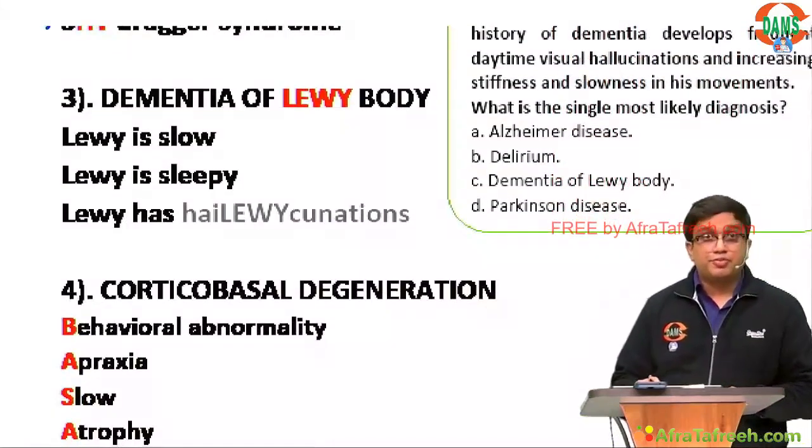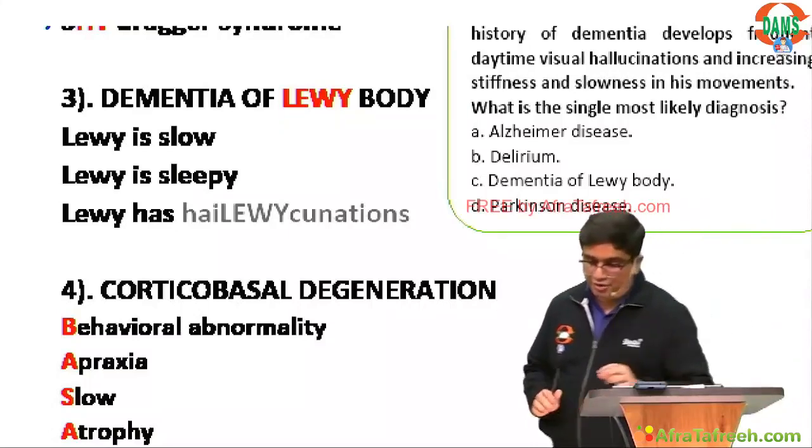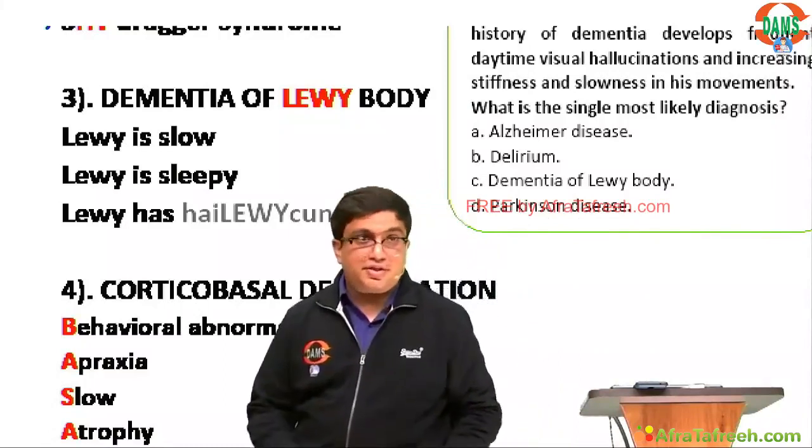Then we have dementia with Lewy bodies. Lewy is slow, Lewy is sleepy, and Lewy has got what? Hallucinations.